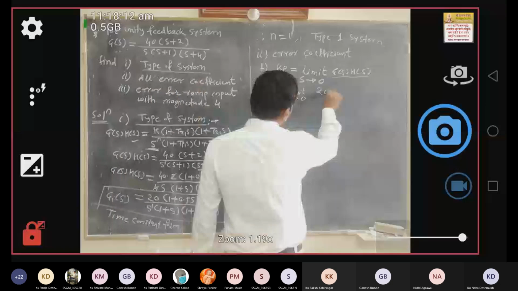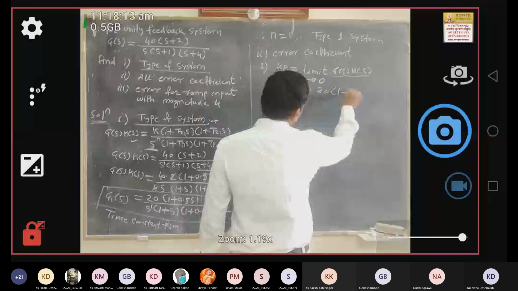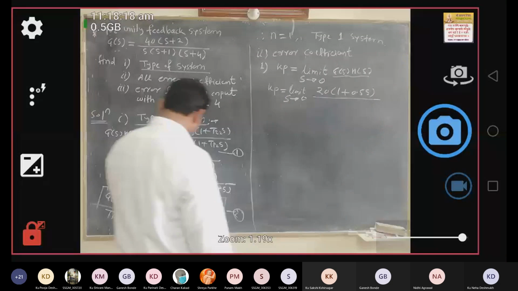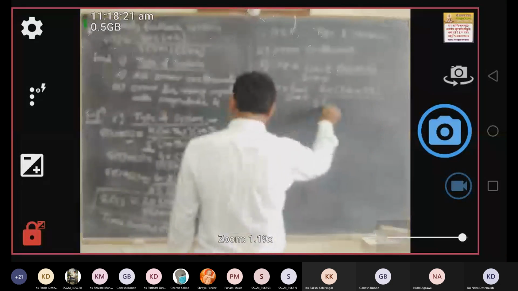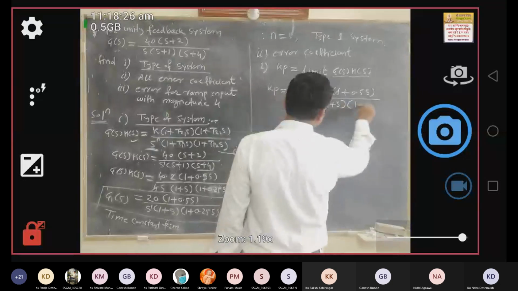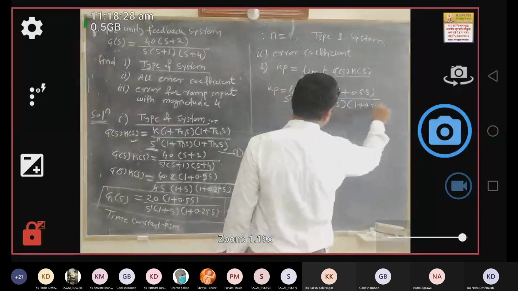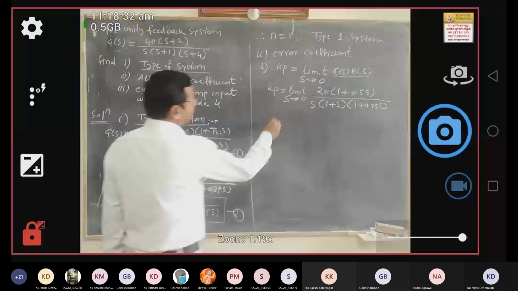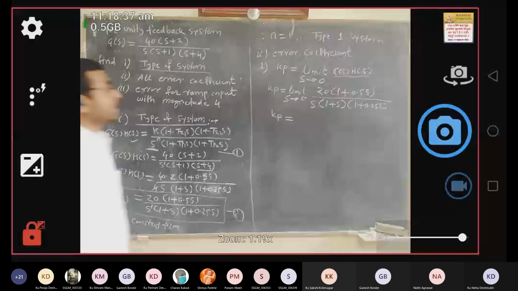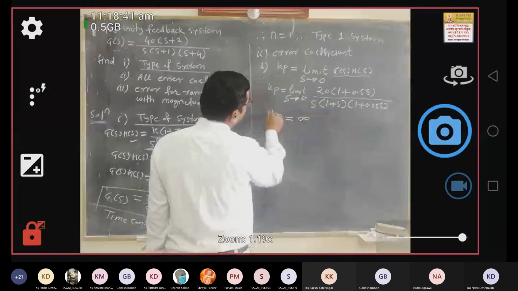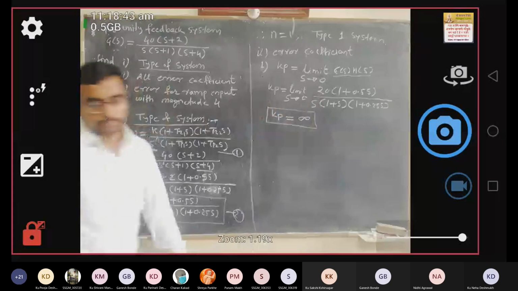So it is 20 into 1 plus 0.5s upon s into 1 plus s into 1 plus 0.25s. So substitute the limit and find the value of Kp. When you substitute the limit s tends to 0, here is 1 by 0, so therefore you will get Kp is equal to infinity.